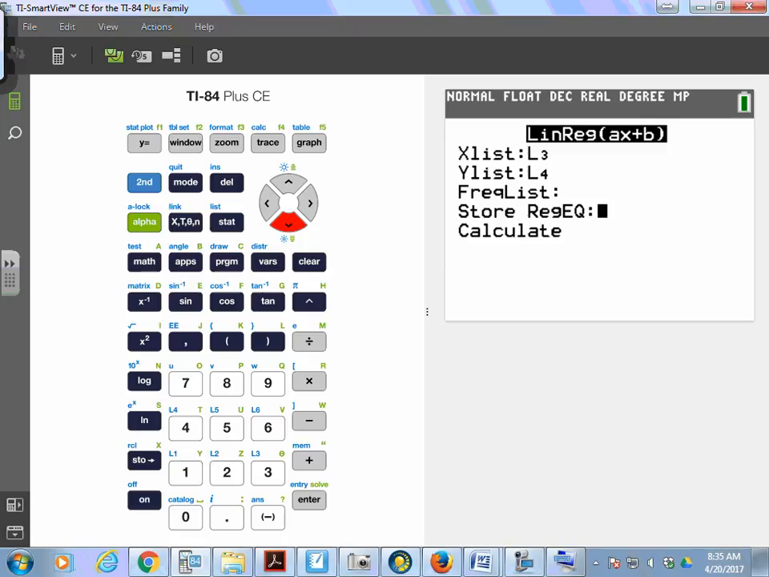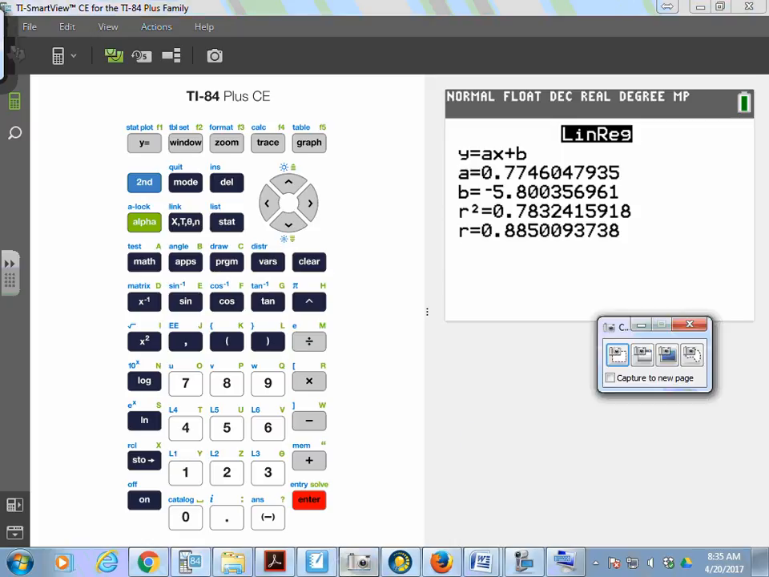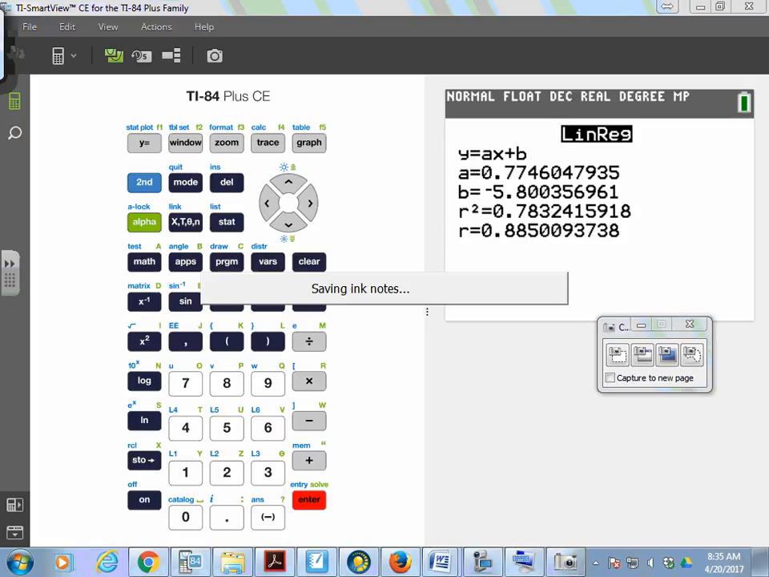Still going to store this in Y1, so alpha trace. And calculate it. All right, so here's my numbers. So this isn't quite as good of a fit as the last one we did because the correlation coefficient R in this case is 0.885, where the other one's 0.98.